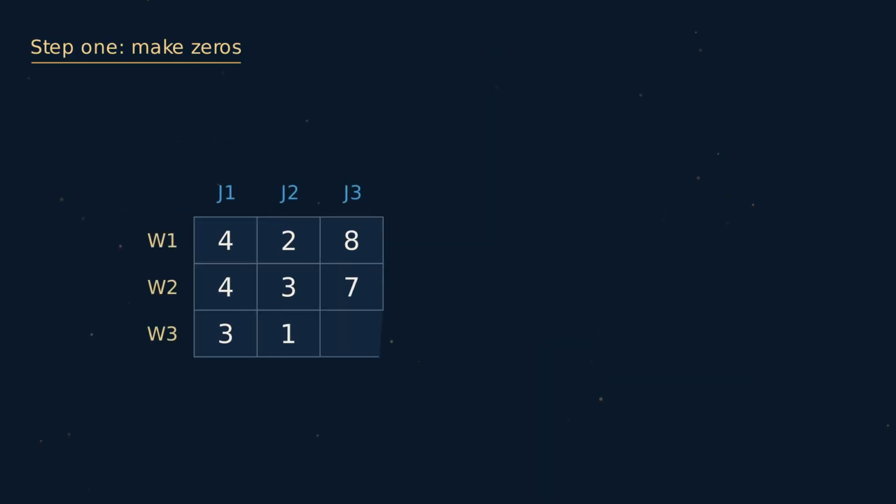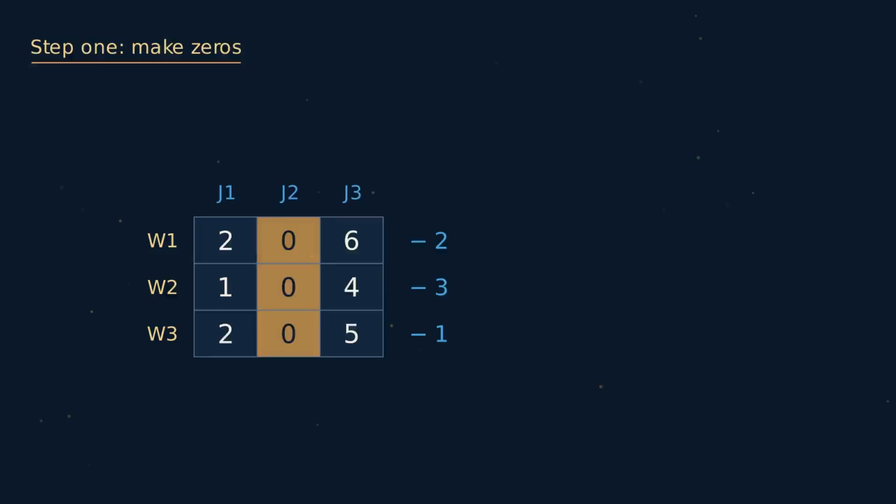Back to our 3 by 3. The cheapest pairing is hiding in here somewhere, and we are going to squeeze it out. Row by row, find the smallest entry. 2 in the first row, 3 in the second, 1 in the third. Subtract that minimum from its whole row.